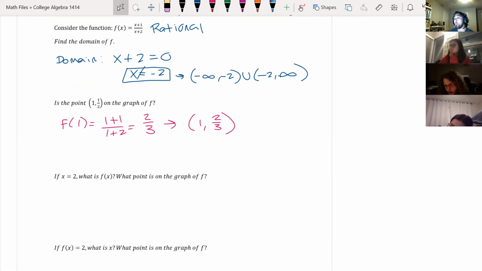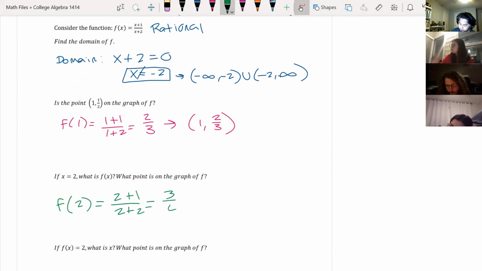Third one. If x is 2, what is the value of f of x? Oh my goodness, what do we do here? Plug in what? 2. That's it. 2 plus 1 over 2 plus 2. We get 3 over 4. So the point that is on this function is (2, 3/4), right? Not bad.